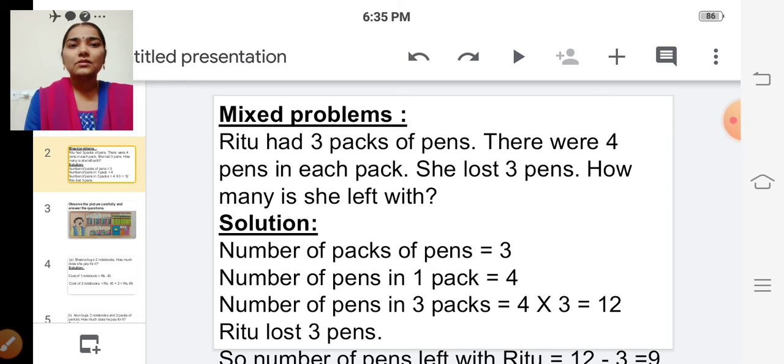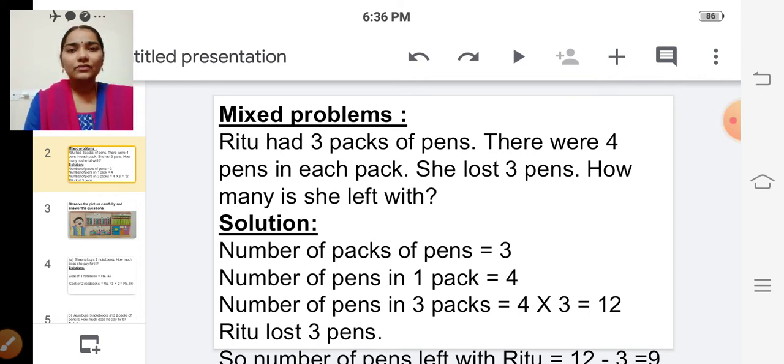So, see the first problem. Ritu had 3 packs of pens. There were 4 pens in each pack. She lost 3 pens. How many is she left with?